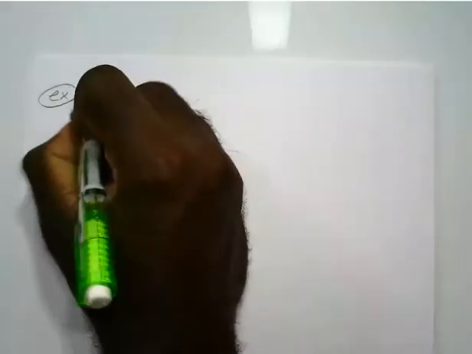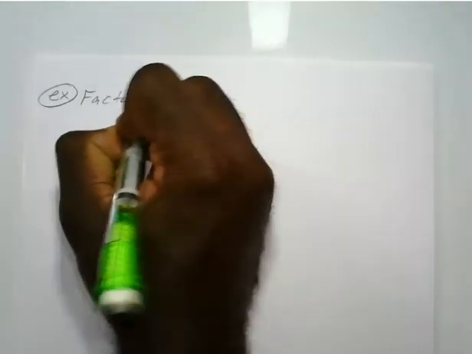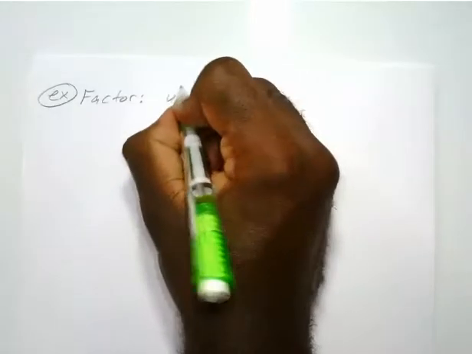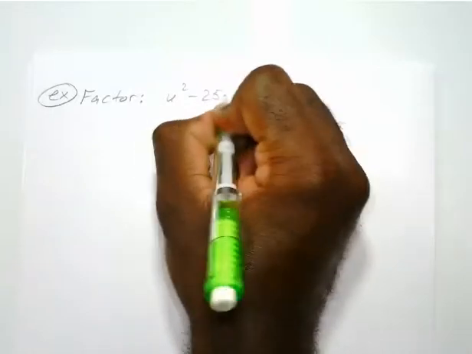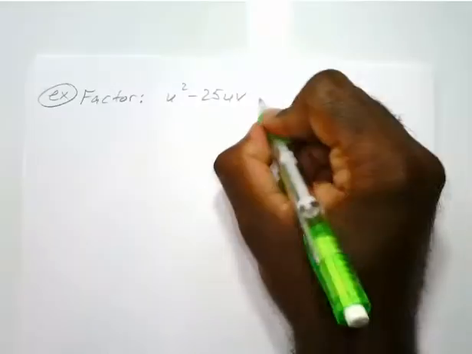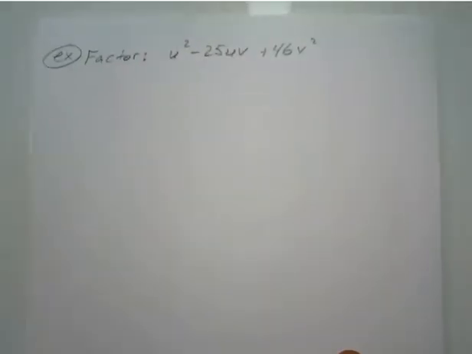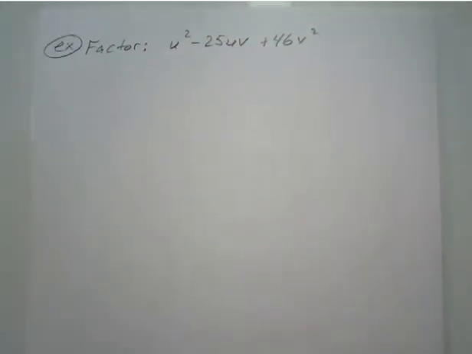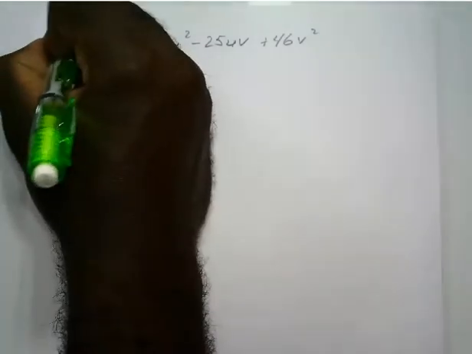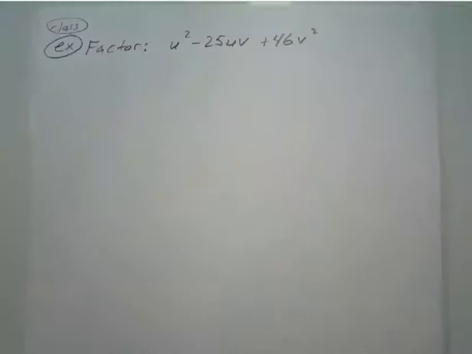Okay, so let's say, for example, we want to factor u squared minus 25uv plus 46v squared. Okay, so I want you to give this one a try. So go ahead and press pause. Try to work this one out like the previous two examples. And when you come back, we'll go over this one.